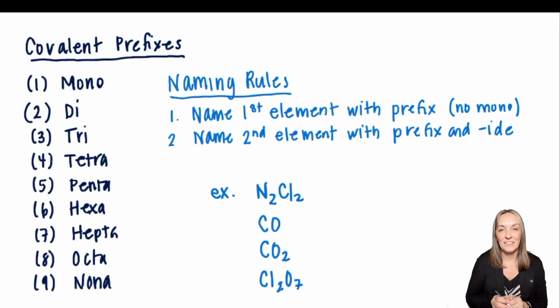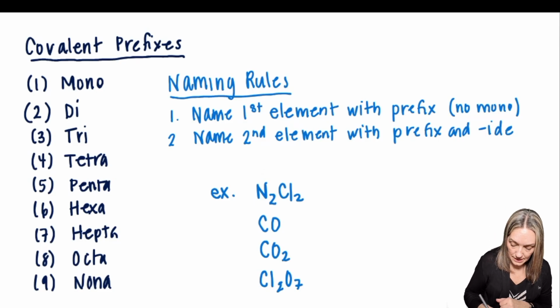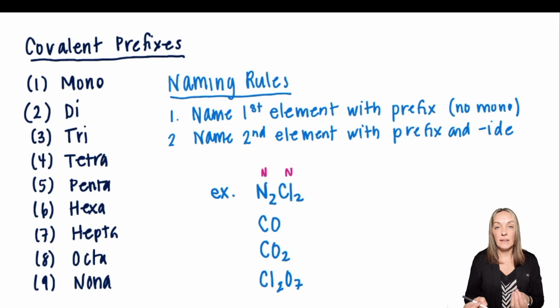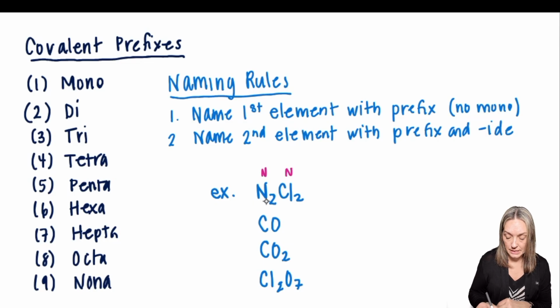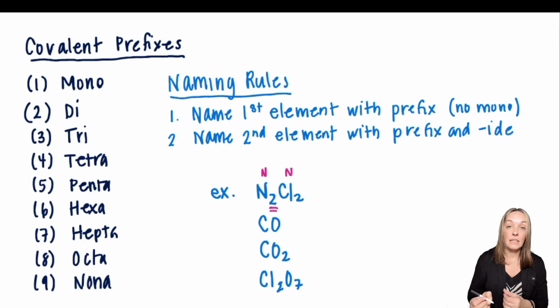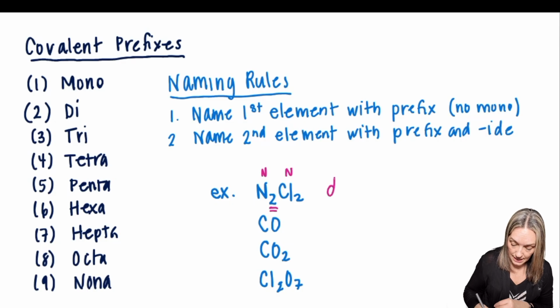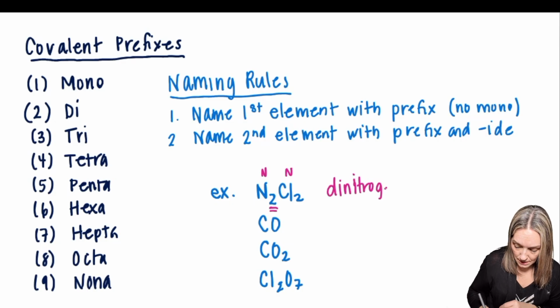The first example we're going to look at is N2Cl2. First thing we want to notice is that these are both nonmetals. Once you've identified that they're both nonmetals, we're going to use the rules above in order to name it. The first rule says name the first element with the prefix. I'm going to find N on the periodic table, and that is nitrogen. Then I'm going to use a prefix to indicate how many nitrogens are there. Since I have 2, I'm going to use the prefix di. Dinitrogen.